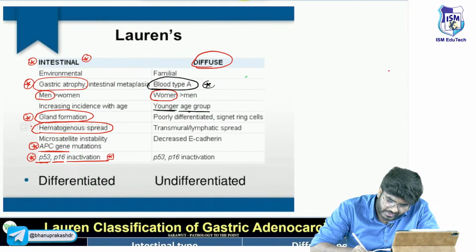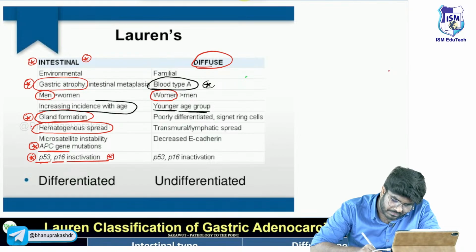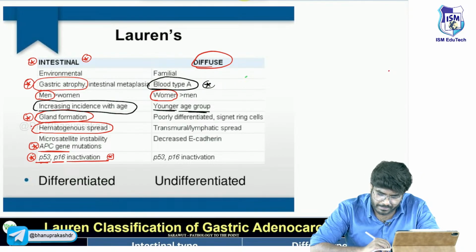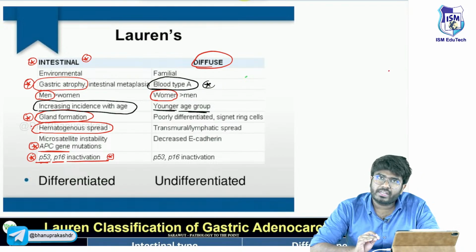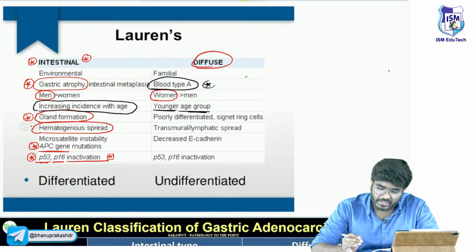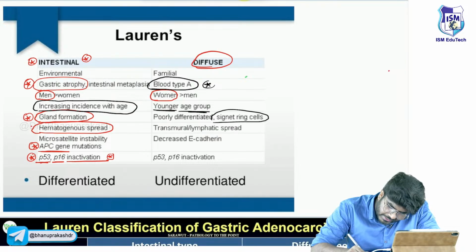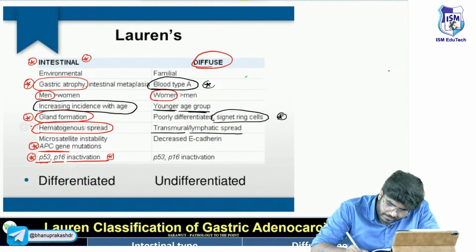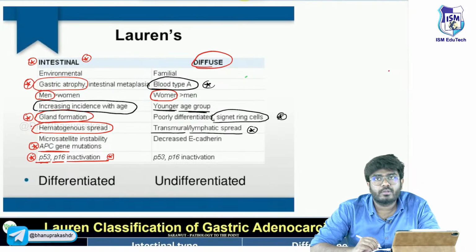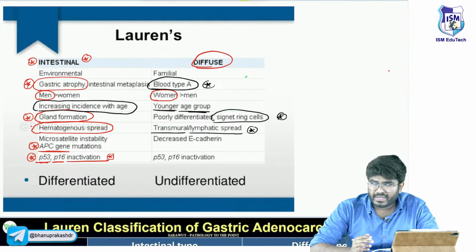The younger age group is affected, but the intestinal type is seen with older age groups. In younger age groups, there is going to be diffuse gastric adenocarcinoma. On histology, signet ring cells are going to be seen. The spread is transmural or lymphatic, but the intestinal variant is going to show hematogenous spread.